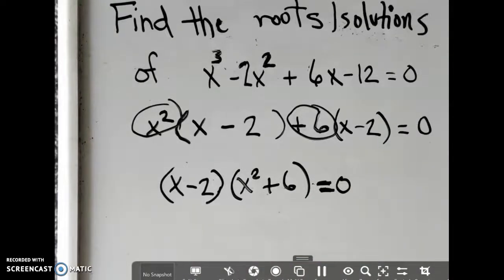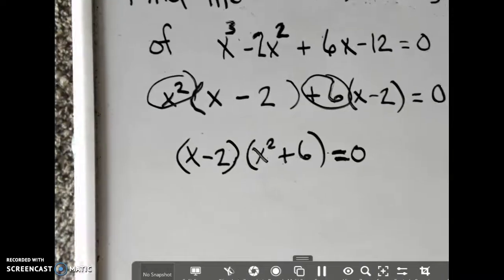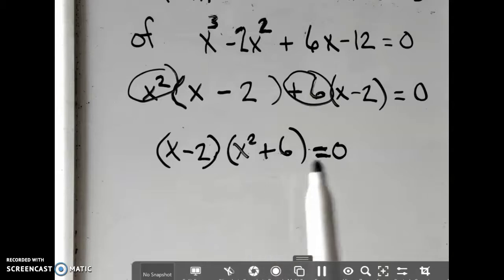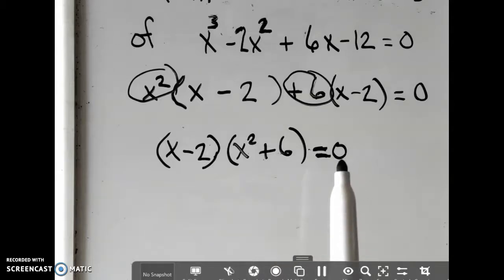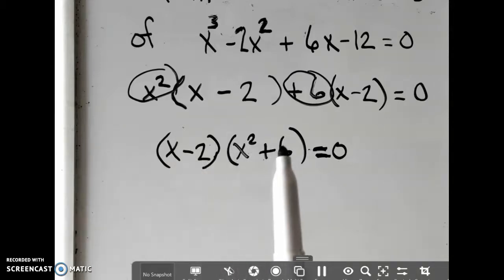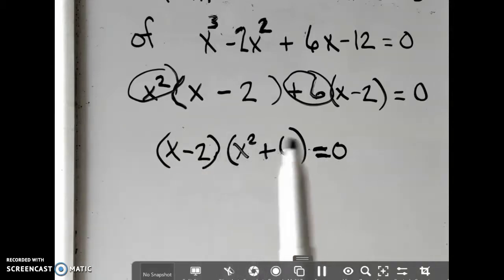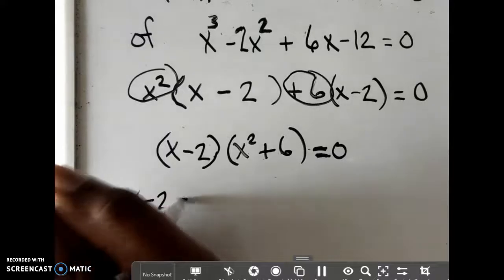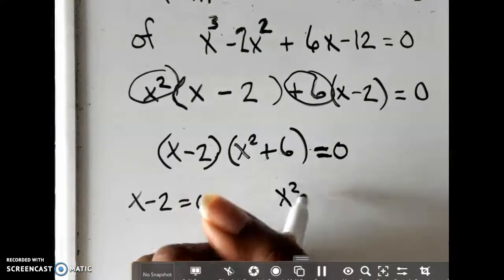So to find the roots or solutions, the first thing I'm going to do is factor it. Next, once I've factored, I'm going to set each of these equal to 0 separately, because I want the multiplication of these 2 binomials to equal 0. By the zero product property, x minus 2 can equal 0, because 0 times anything is 0, or x squared plus 6 could equal 0, because 0 times the x minus 2 will still be 0. So we set each factor equal to 0 separately.